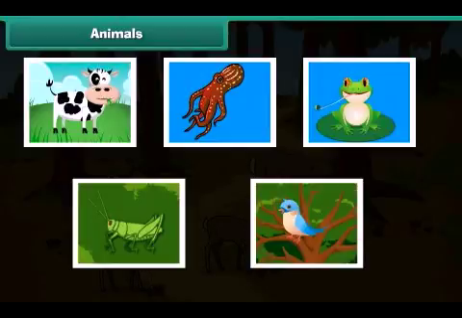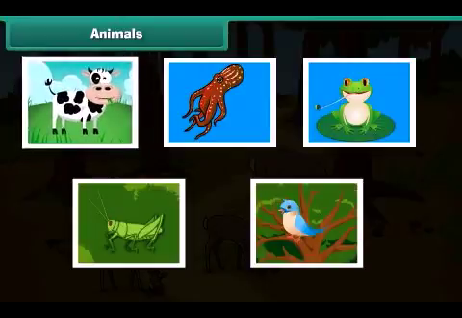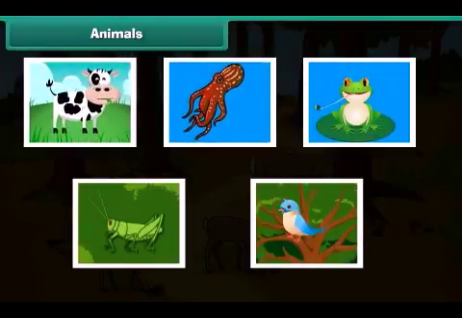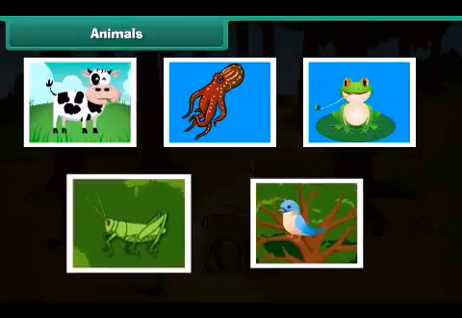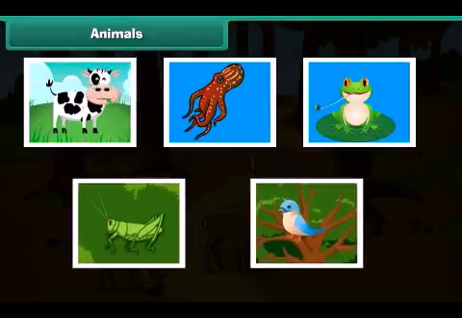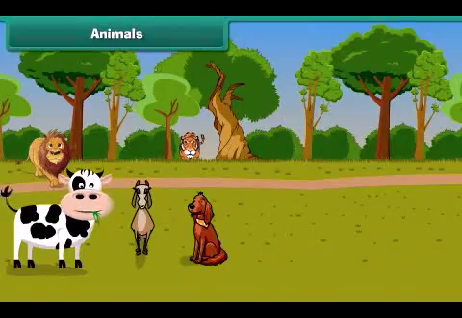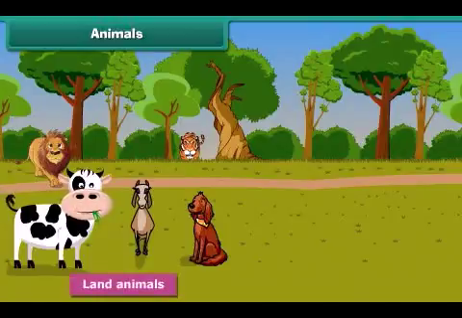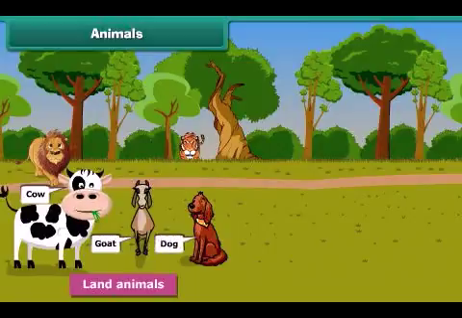There are different types of animals living on this planet. These are land animals, water animals, amphibians, insects, and birds. Let us know more about them. The animals that live on land are called land animals. The examples are cow, goat, dog, lion, and tiger.